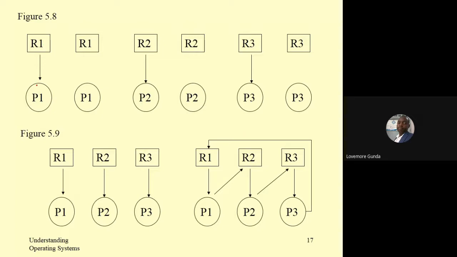Resource number 1 allocated to process number 1. In this case, resource number 1 is freed. That means it is completed. Resource number 2 allocated to process number 2. Resource number 2 released. Resource number 3 allocated to process number 3. Resource released. Right? But in this situation, resource number 1 still being held. Resource number 2 still being held. Resource number 3 still being held. Okay? So up to here, the situation is normal.